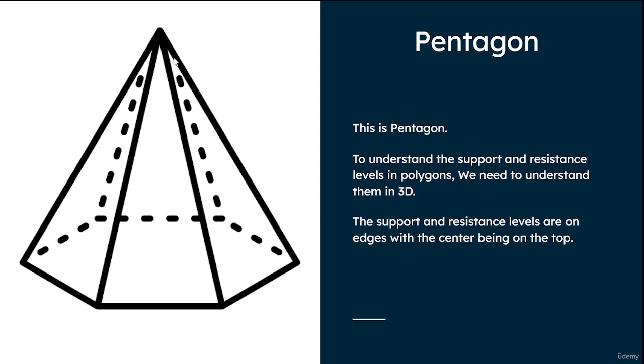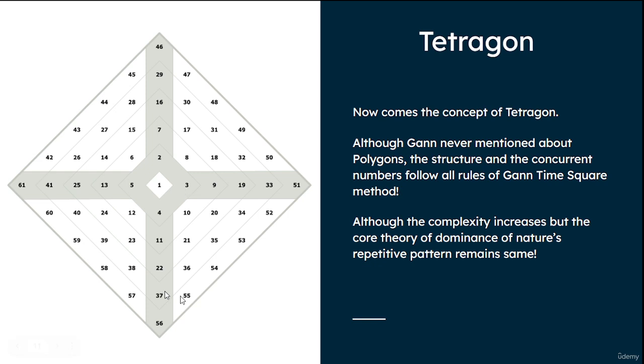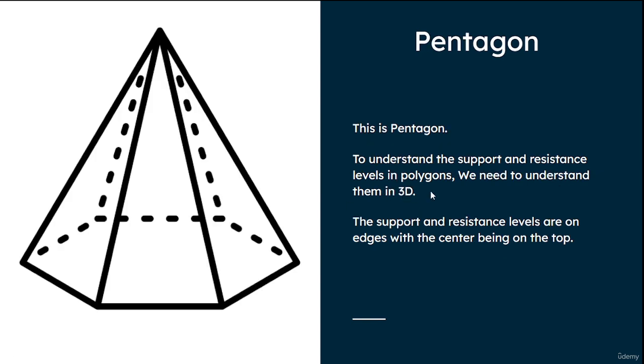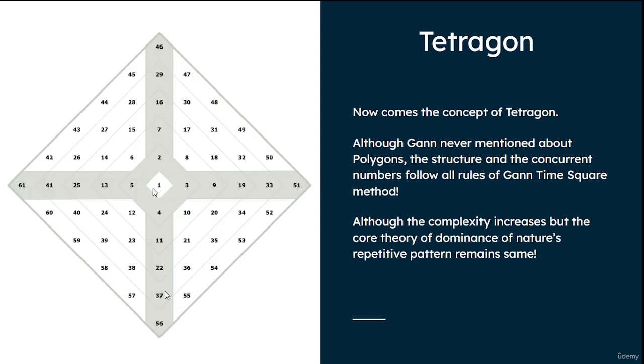And now see, this is a pentagon. To understand the support and resistance in the level of polygons, like how the support and resistance are coming, we need to understand them in 3D. The support and resistance are on the edges, with the center being on the top. Now see, this is the top and these are the edges. How we can slide down on the pyramid. So in a tetragon pyramid, the support and resistance lie on the edges.